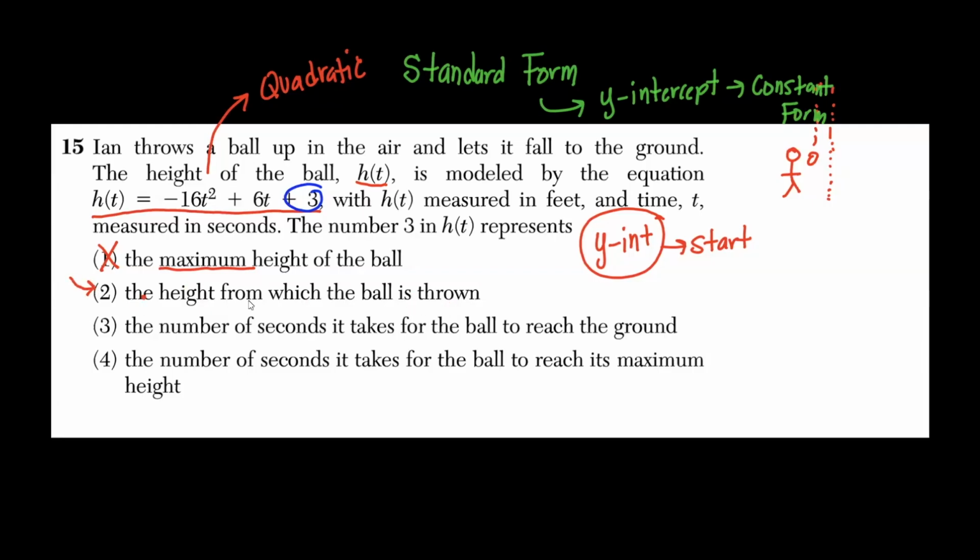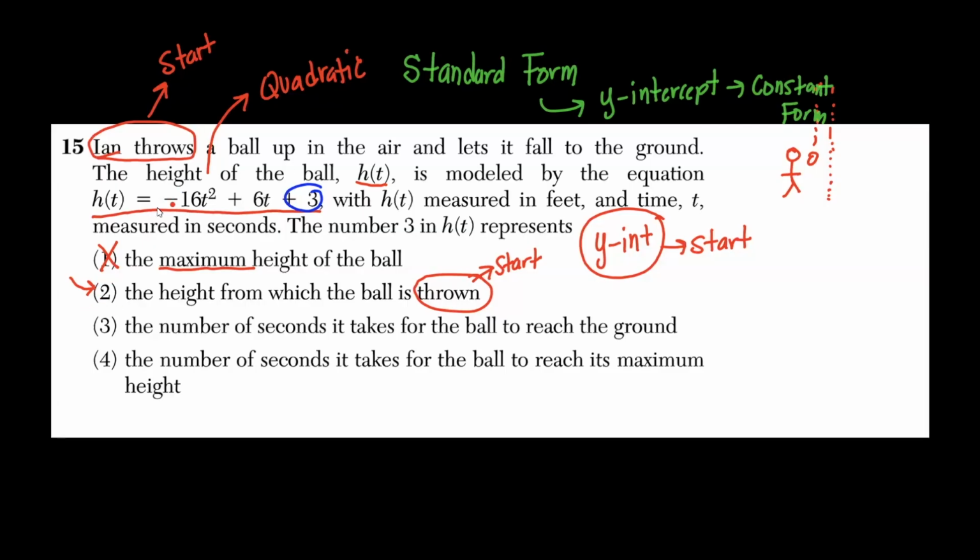And sometimes it's not clear in terms of the language that they use, but when they say the height from which the ball is thrown, remember, Ian starts by throwing the ball. So this here is actually the start. He's throwing it. That means that's the start. That, by definition, is our y-intercept. So the answer for this specific question here is number 2.